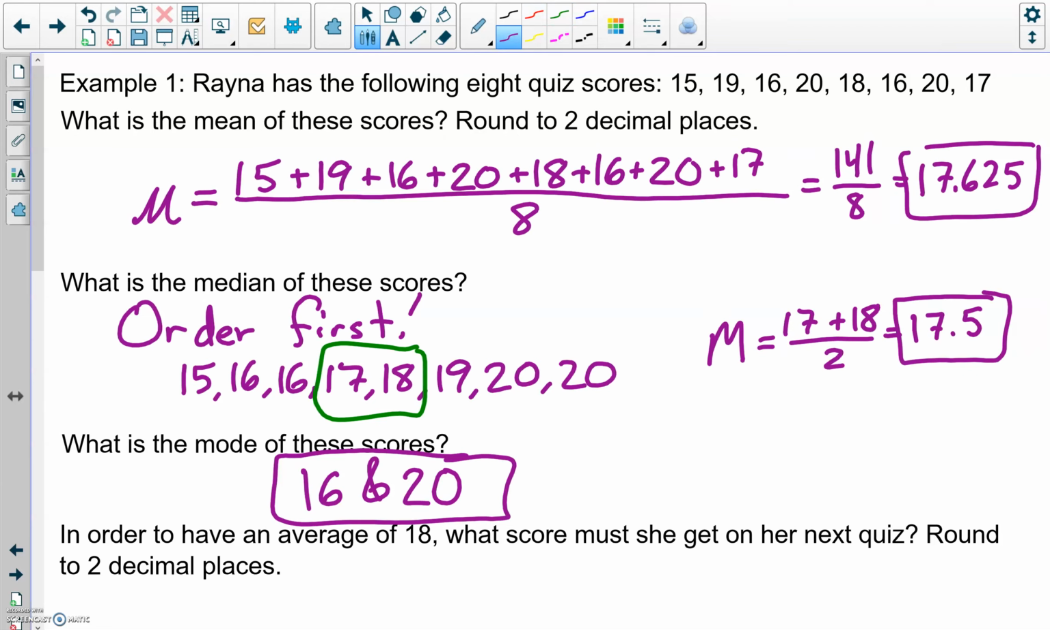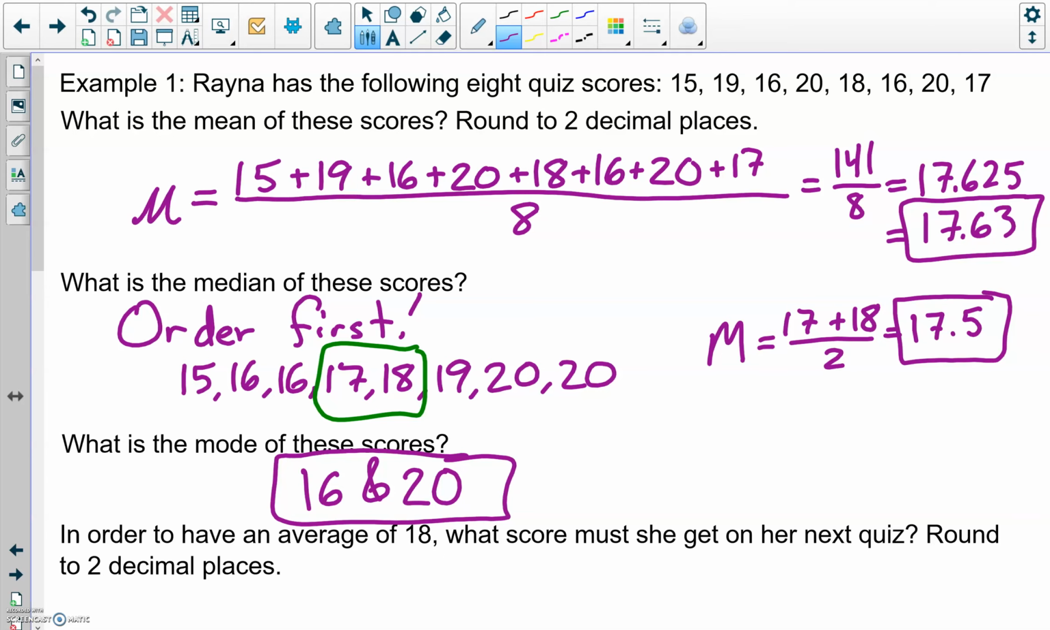Okay, so in the first 3, let's go through these. Since it was her whole population of quiz scores, I'm using the mu symbol for that. You just add all of them up top and divide by 8. The sum up top is 141. You divide that by 8, you get 17.625. If we're rounding to 2 decimal places, that's 17.63. So that would be the answer they'd be looking for in the homework set.